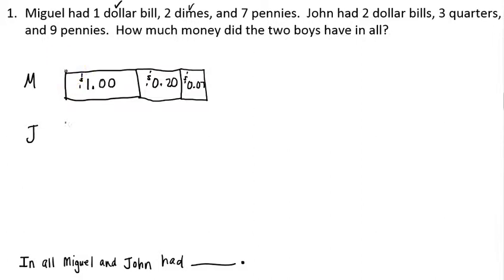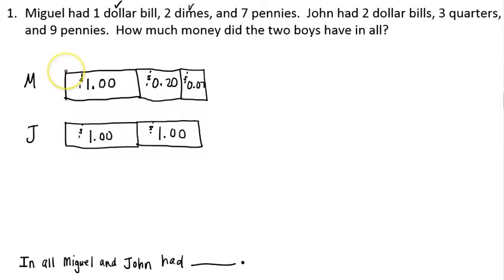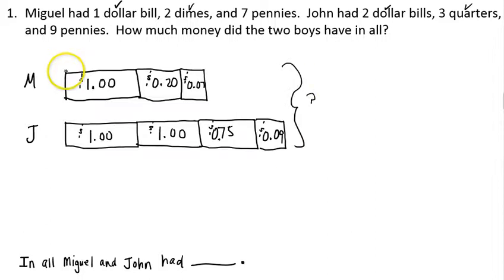Well, John has $2 bills. So we'll show one portion for $1 and then another for the second dollar. So we have our $2 bills, and then we have 3 quarters, which is the same thing as 75 cents. So that would be 0.75, and then 9 pennies, which is the same thing as 9 cents. And that would be 0.09. The final question is, how much do they have altogether?